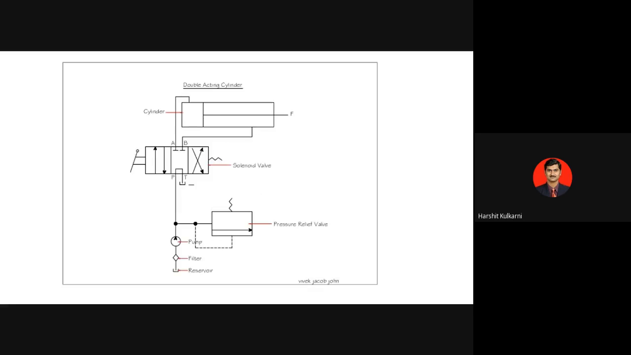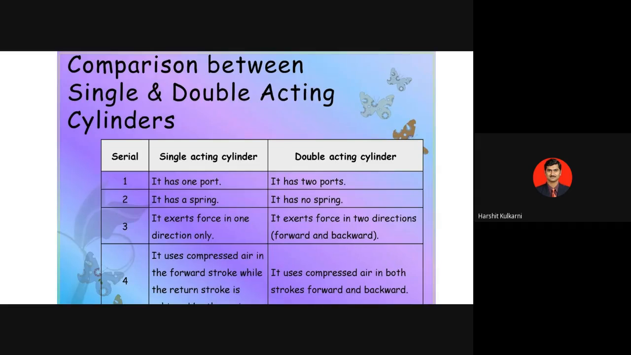Is it clear? So let's see the difference between the single acting cylinder and double acting cylinder. Just for your understanding, I have put this slide. Just go through. It has one port, it has two ports, it has a spring, this does not have a spring. Now this spring doesn't mean the spring centered DCV. Spring means that inside the cylinder, for that piston retraction, is there any spring? No, we don't have any spring in the double acting cylinder. In single acting we have.